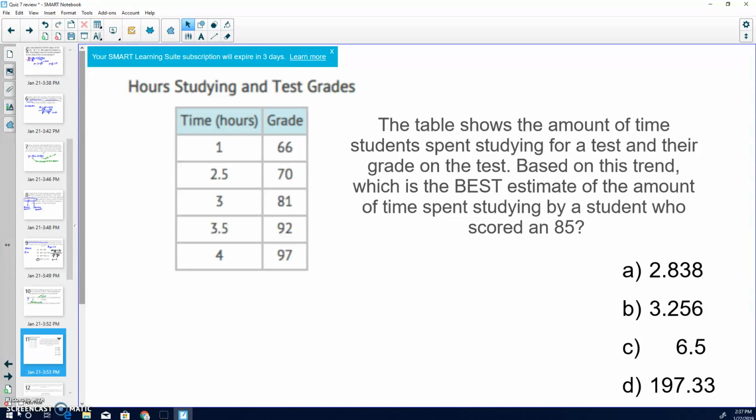The table shows the amount of time students spend studying for a test and their grade on the test. Based on this trend, which is the best estimate for the amount of time spent studying by a student who scored an 85? So 85 is going to fall right here between 81 and 92. So your answer needs to fall between 3 and 3.5. B.